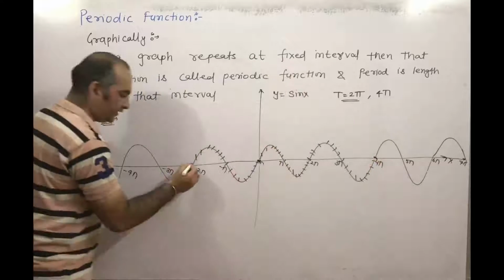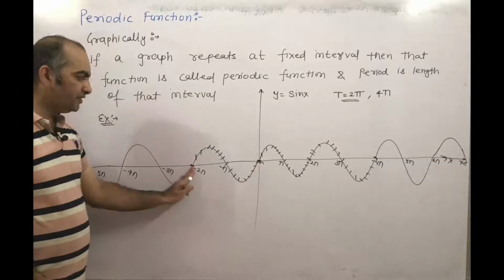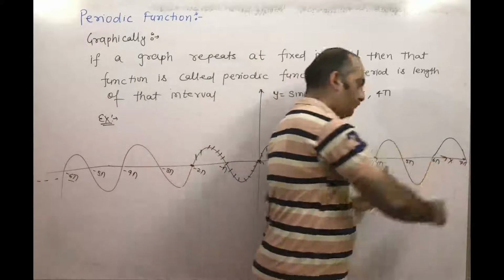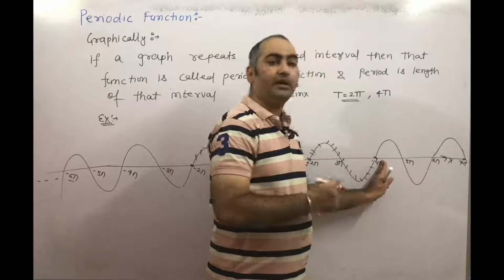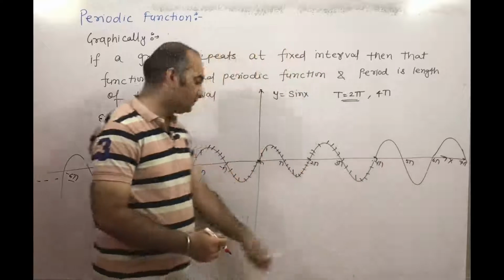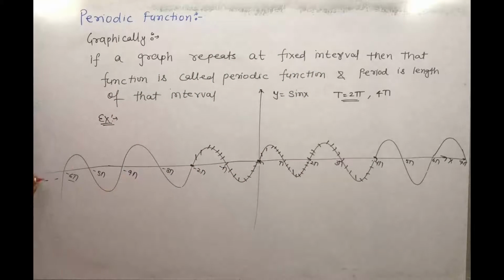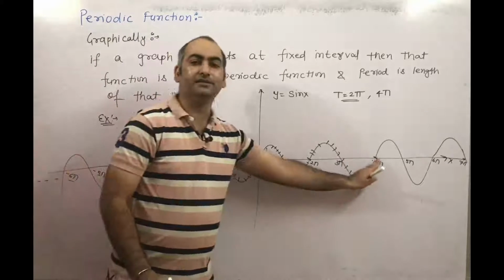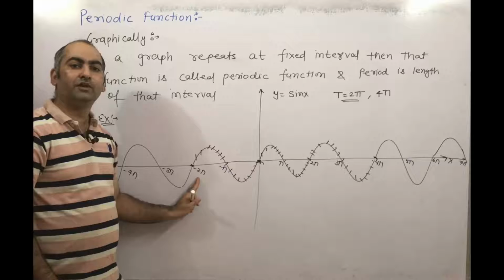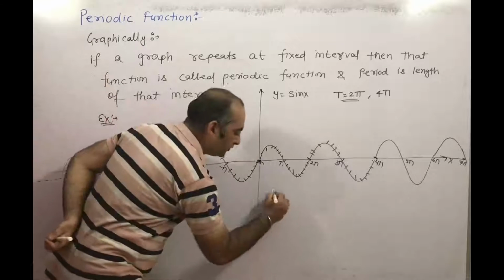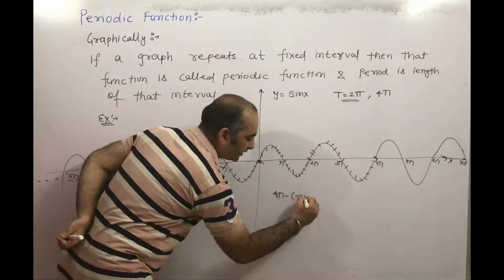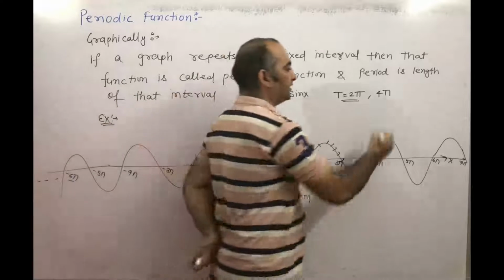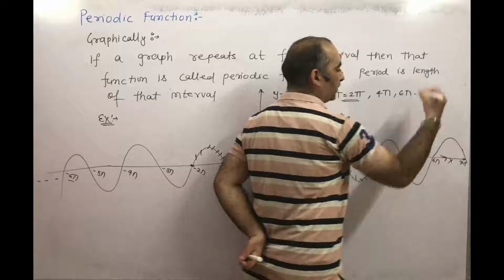So from here to here, if I take the graph from minus 2 pi to 4 pi, and you repeat it from 4 pi to 10 pi, the same graph will come. Similarly, if I take this side also, the same graph will repeat here also. So what is the length from minus 2 pi to 4 pi? That is 4 pi minus of minus 2 pi, which becomes 6 pi. What is the interval length? It becomes 6 pi. So 6 pi is also a period, and so on.